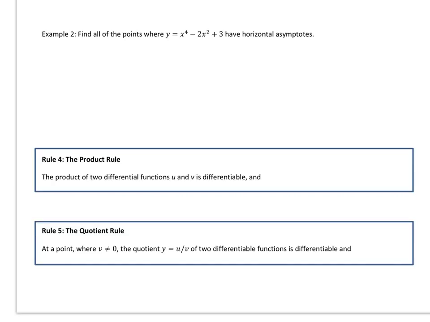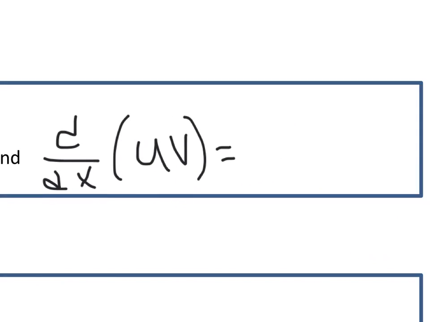Okay guys, so we finished class yesterday right here, rule number 4, the product rule. So let's just pick up exactly where we left off. The product rule says that the product of two differentiable functions, u and v, is differentiable. And then when we take that derivative, the derivative of the product of u and v is equal to, I'm going to have to zoom in here to make more space.